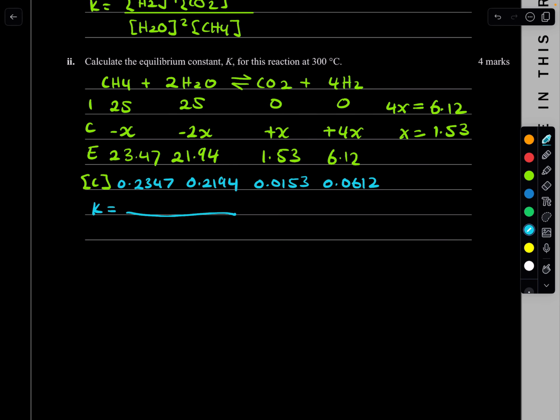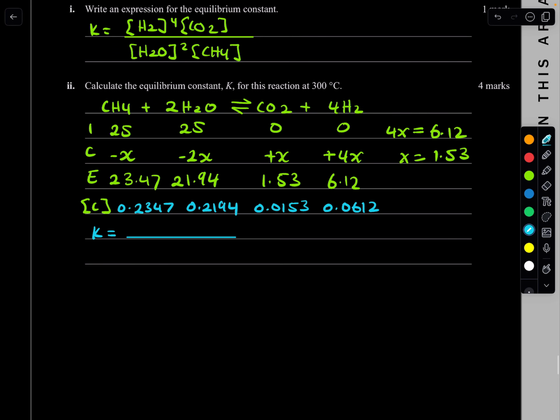So now putting it in our K formula. K is the hydrogen concentration, which we got, 0.0612 to the power 4, times the concentration of CO2, which is 0.0153, all over the water concentration squared, 0.2194 squared, times the CH4 concentration, 0.2347. That's going to give me what?